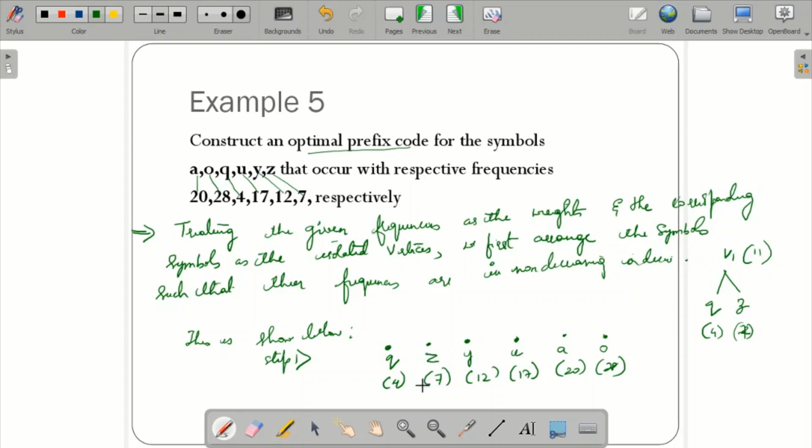So here when you see over here, these two are combined and formed a tree. So new vertex V1 will be formed, where Q is having 4, where Z is having 7, and this is 11. Again it should be arranged in the non-decreasing order. That means 4 and 7 is already used, so V1 will come first, and then U, A, O. So we'll solve in the next page, you will get a better idea.